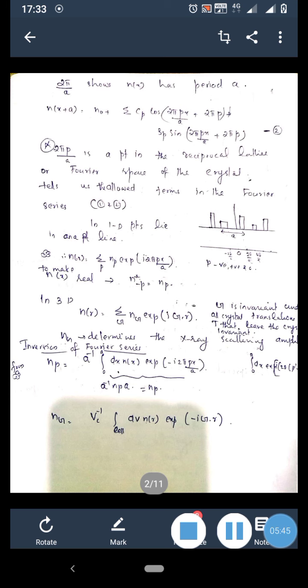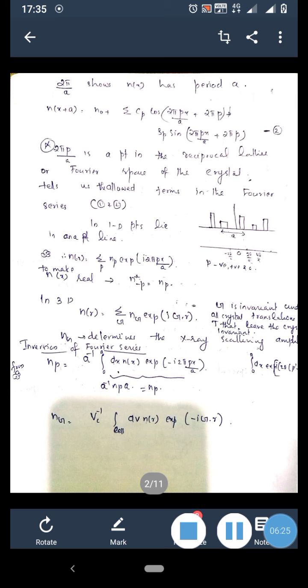Therefore, in general, any function which is associated with a crystal which has a periodicity can be expressed as n of x equal to summation over p of n_p exponential i 2 pi p x by a. Then these points lie on a line in one dimension, and the reciprocal lattice points tell us the allowed terms in the Fourier series described by equations 1 and 2.